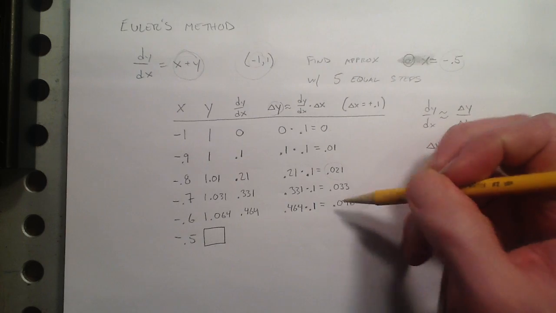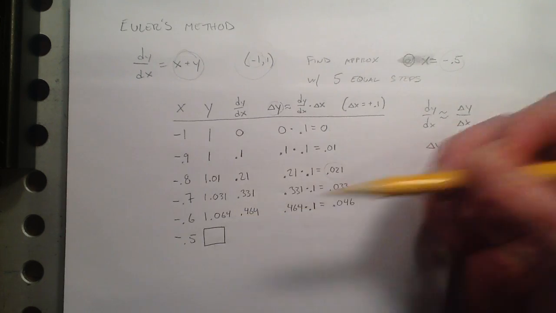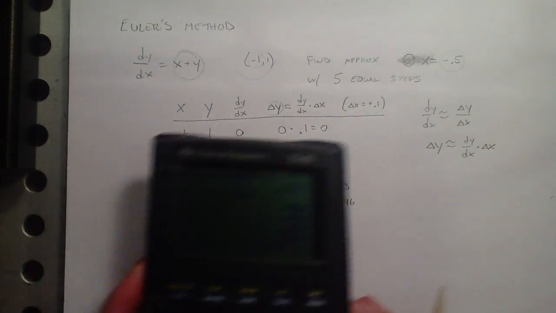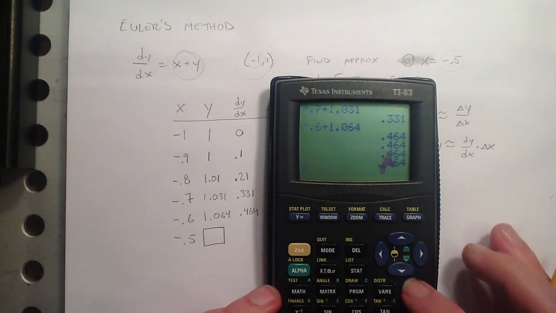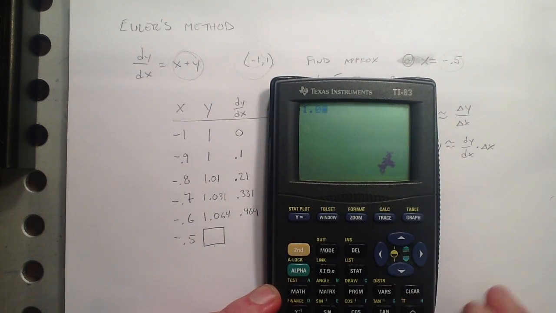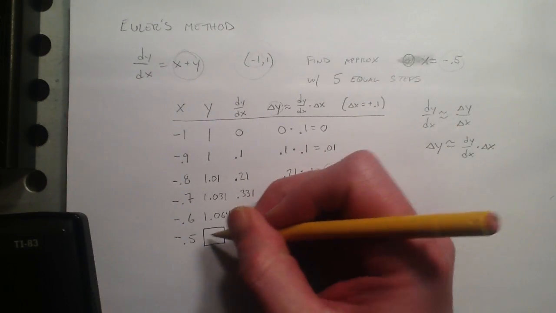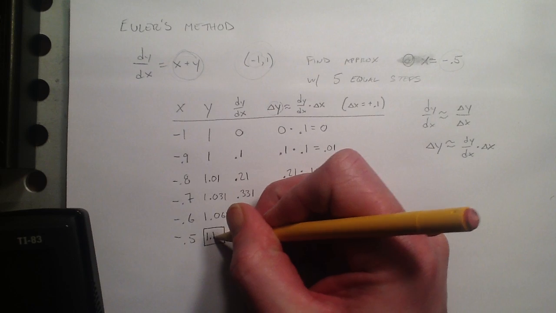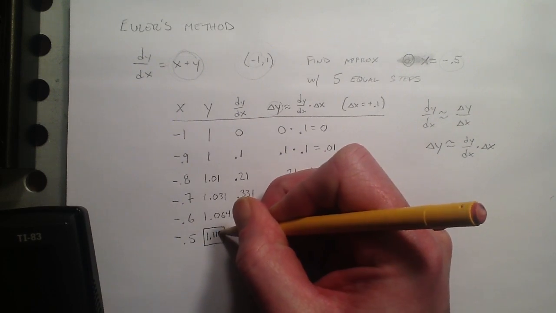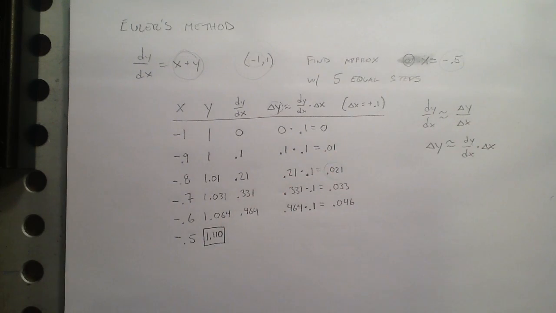Right? And then I come back and I add that to my y value, 1.064 plus 0.046, and I get 1.11. And include that third decimal place. So my approximation is 1.110.